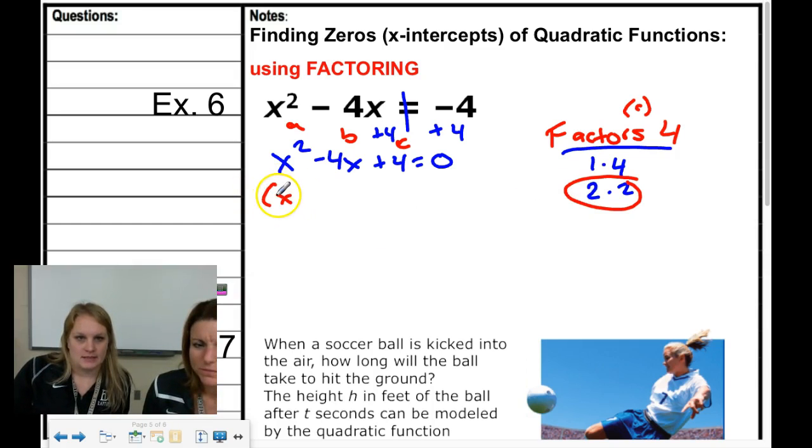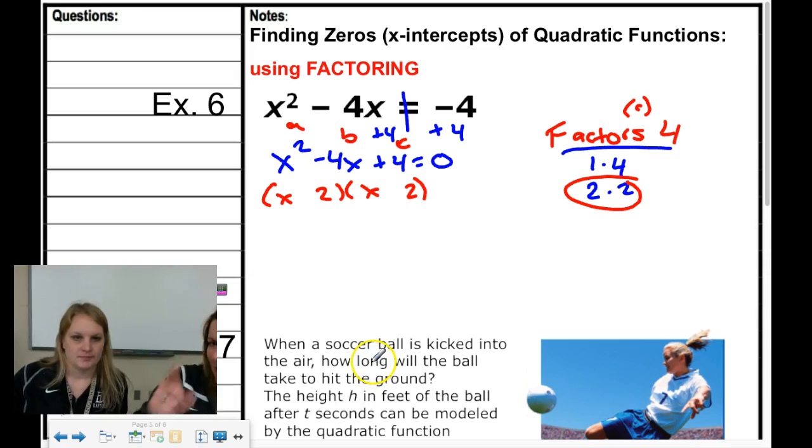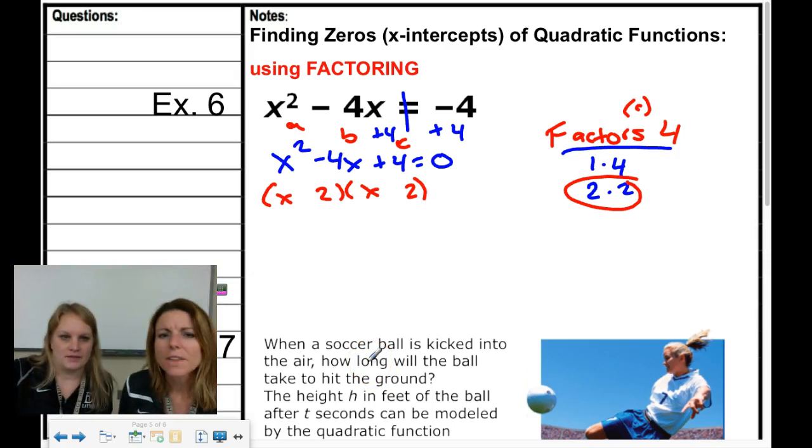We got x and x. And we're going to put the 2 and the 2 in. Notice we don't put the signs in. That's why we wanted to take the signs out of the factoring. Do that at the very end.